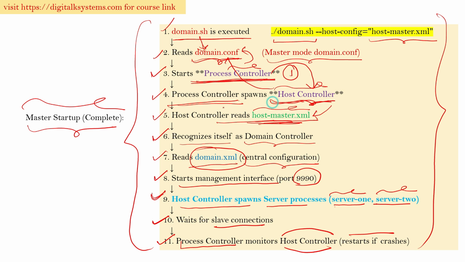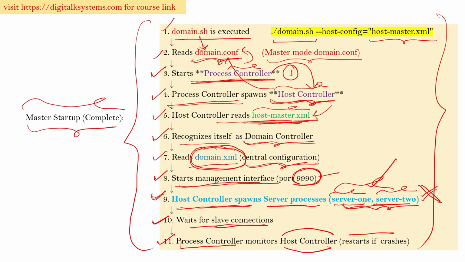And after that, when we start the host controller, it is going to read the corresponding host file, which is host-master.xml in our case. Then it recognizes that it is a domain controller. And once it recognizes that I am a domain controller, it reads the domain.xml file, which is the main central configuration file. Then it starts the management interface on port 9990, which is the default one. You can change it in the configuration file if required. And then your host controller starts the server processes. If you have some servers or server groups in your domain controller host as well, then it is going to start your servers. If there are no servers in the domain controller, then this will be skipped.